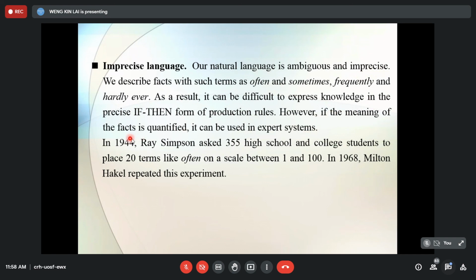However, if the meaning of the facts can be quantified, then it can be used in the expert system. So in 1944, Ray Simpson did a study involving 355 high school and college students to place 20 terms like often on a scale between 1 and 100. Then 34 years later, Milton Hakel repeated this experiment. And then you can see the results.